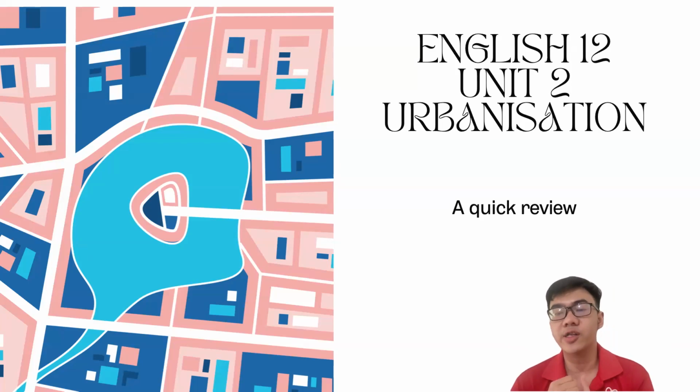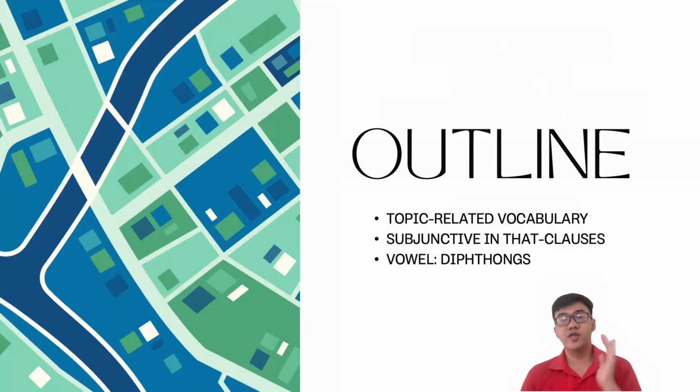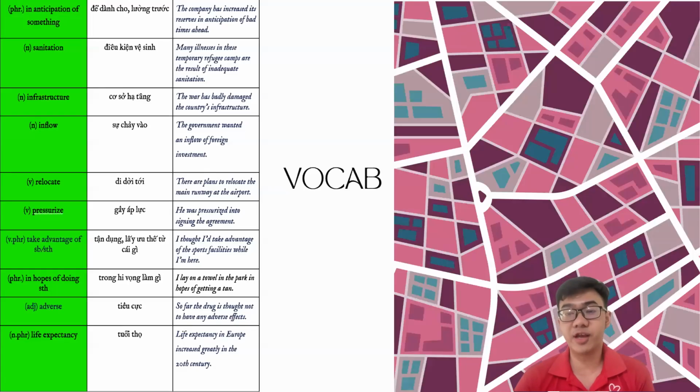And today we are going to revise for Unit 2, Urbanization. So this is the outline of our lessons. We have topic-related vocabulary, subjunctives in that-clauses, and vowels and diphthongs. So let's begin with vocabulary first. And these are the vocabulary items that we learned in class. Let's go through each of them one by one.